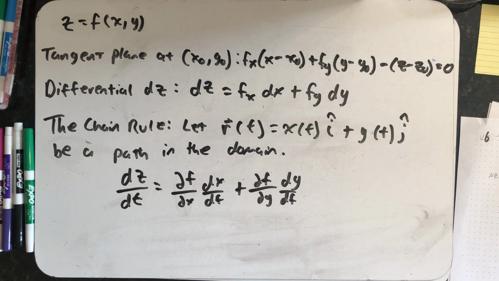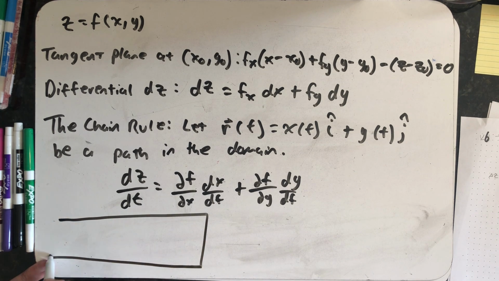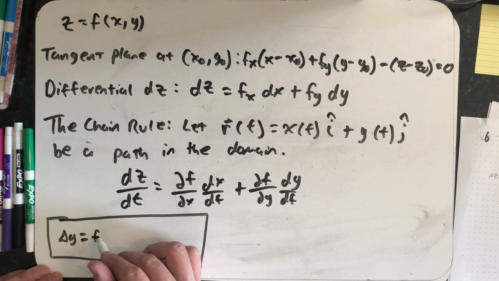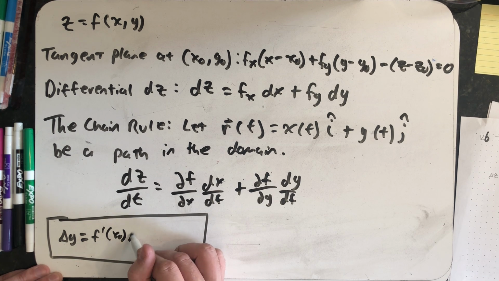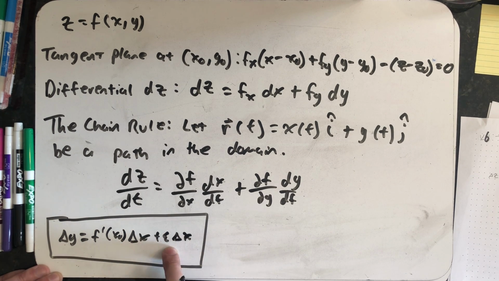The last thing I want to tie together is this idea of differentiability. In Calc 1, we're told a function is differentiable if its linearization does a good job of approximating the function. And sometimes that's written as the actual change in y is equal to f prime of x naught times a change in x plus an error term, which is epsilon times delta x, and we're told our function is called differentiable if epsilon goes to 0 whenever delta x goes to 0.